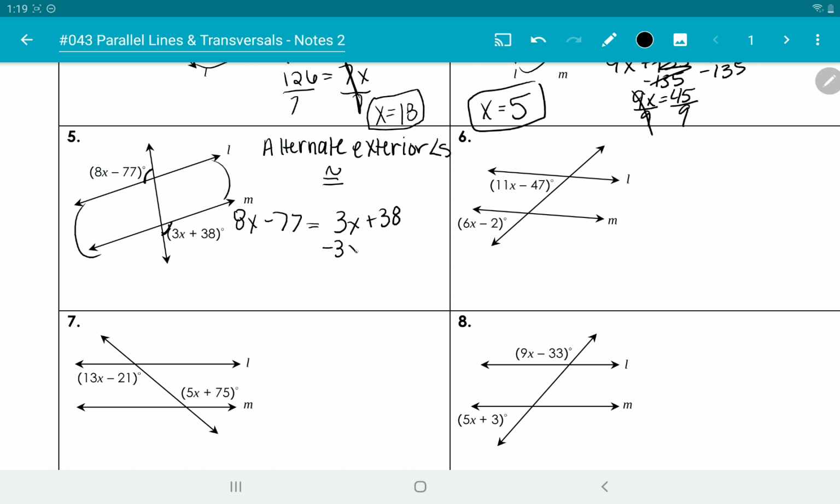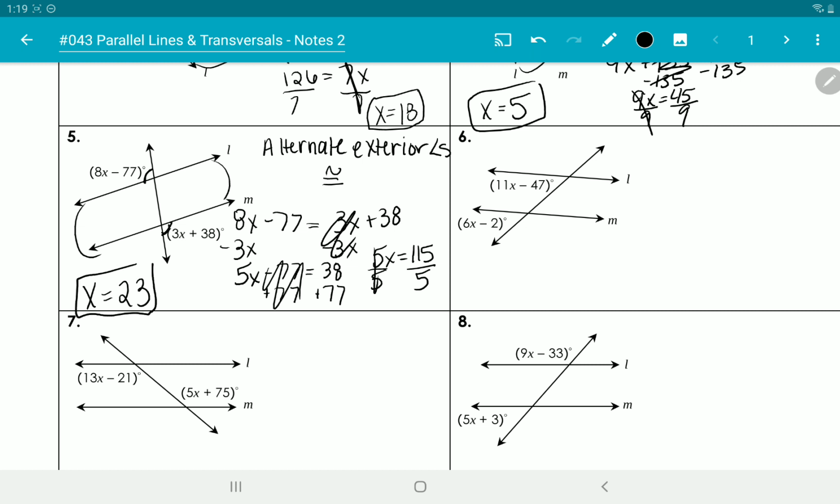So I'm going to subtract the smaller one to the other side, giving us 5x minus 77 equals 38. Okay, because those canceled out. Now we'll add this 77 to the other side to get that 5x on its own. That's going to leave us with 5x is equal to 115. Then if we divide both sides by 5, that is going to give us that x is equal to 23. So again, determine the angle relationship, whether they're congruent or supplementary. Fill in the blanks and solve.